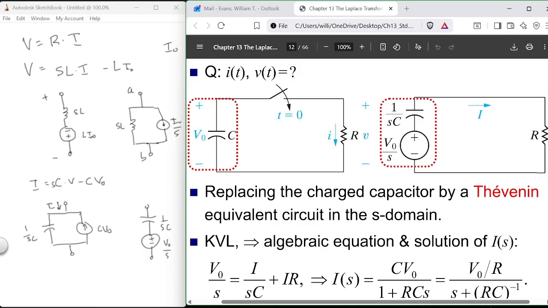Okay, this is the resistance of this device. If you take V, it's equal to IR. If you leave out the C times V0, you say V is equal to I over SC, and this is the resistance of this device.